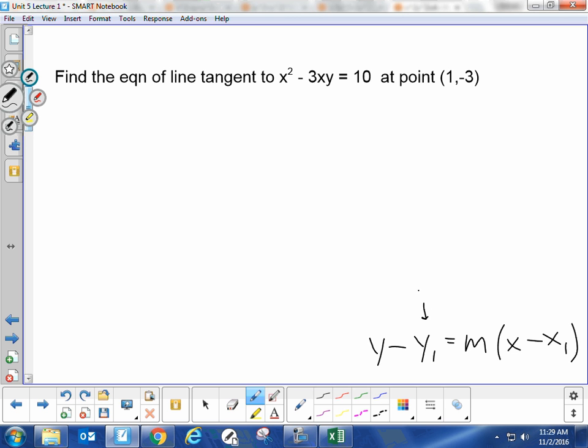Well, y1 is going to be negative 3, x1 is going to be 1. My slope will be dy/dx at (1, -3). Go ahead and find dy/dx for that expression at (1, -3). You get 11/3, positive 11/3 as your slope.